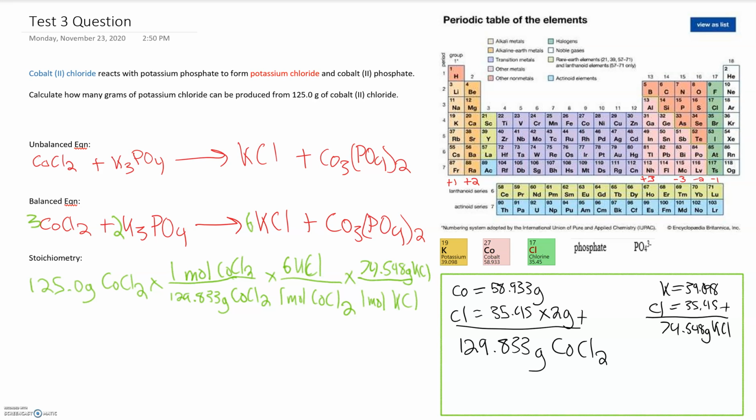Altogether, we get 143.5 grams of potassium chloride being formed from 125 grams of cobalt-2 chloride. Now, when checking for sig figs, we're going to be looking at 125.0 as having 4 significant figures, and that will inform how many significant figures we have in our problem. As we can see, I've written 4 significant figures here, the 1, the 4, the 3, and the 5. The problem is complete.